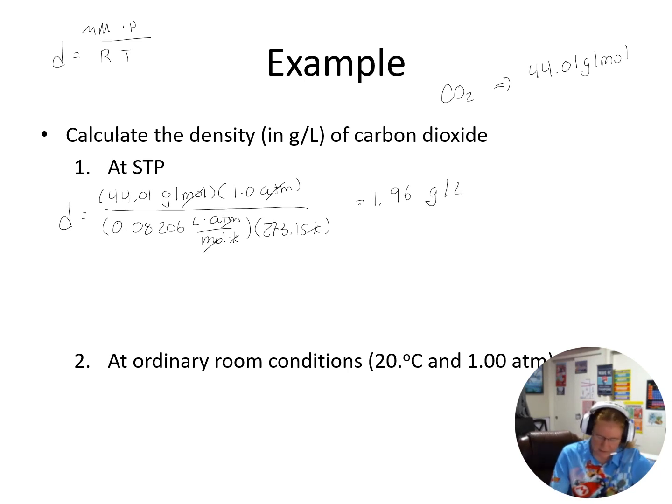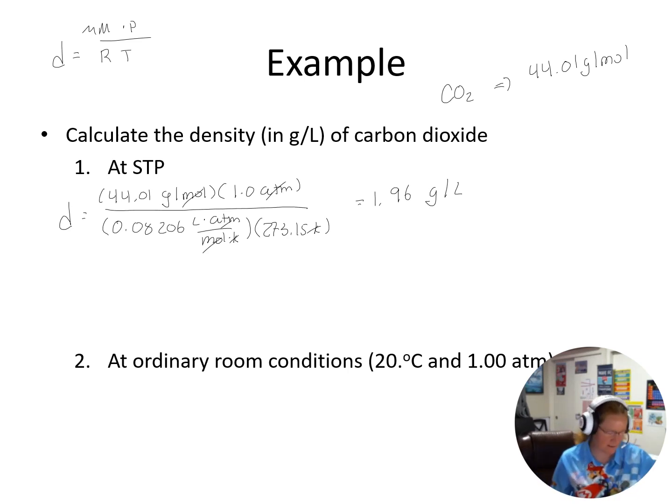Now this bottom one, I want you to try. In this case, molar mass is the same, R is the same, and pressure is even the same because ordinary room conditions should be at 1 atmosphere. But now we have room condition temperature, so 20 degrees Celsius. The temperature has gone up. So plug this all in, make sure temperature's in the right units, and see if you can get the density of our carbon dioxide at ordinary room temperatures.